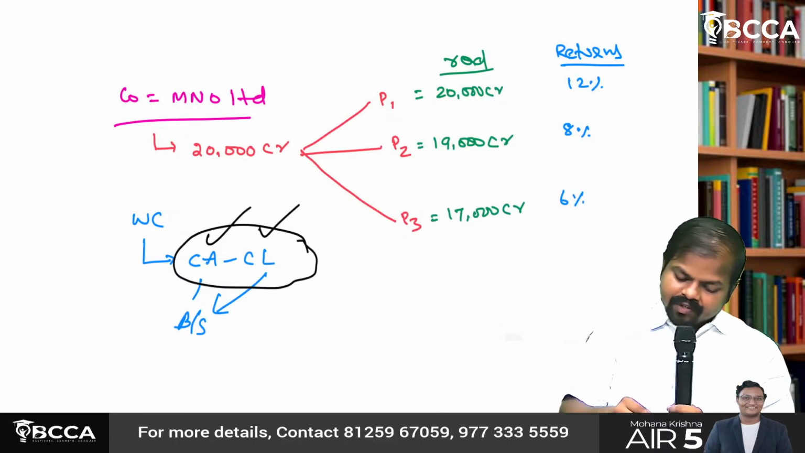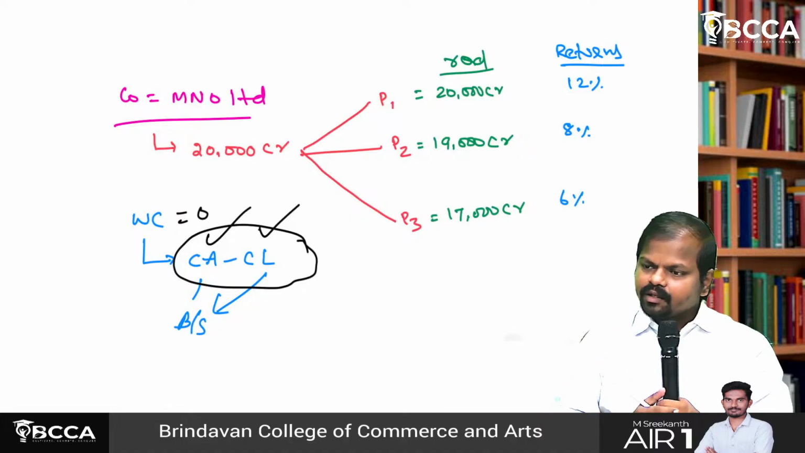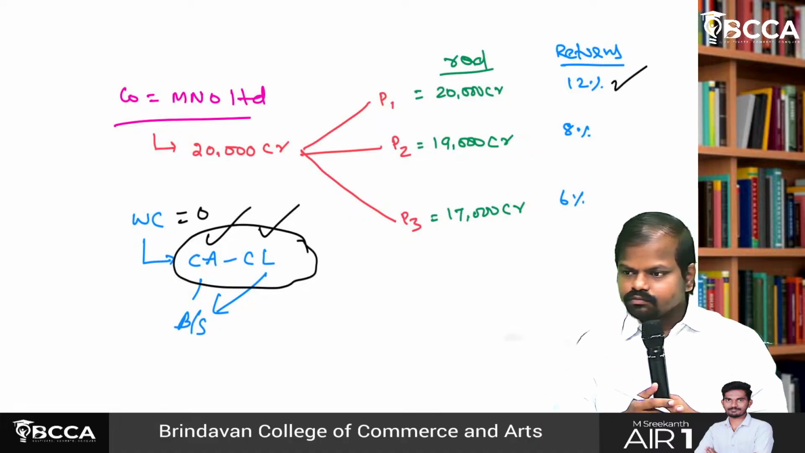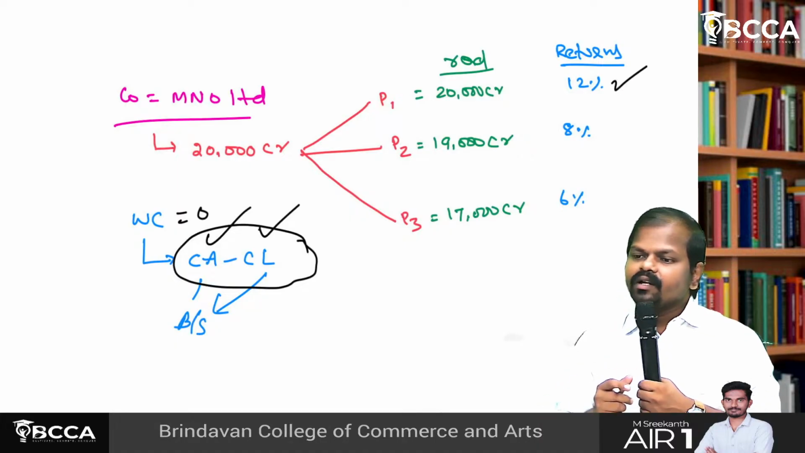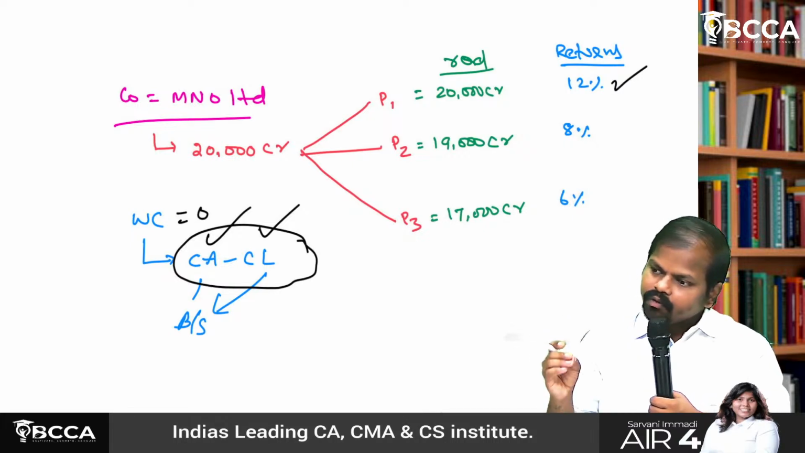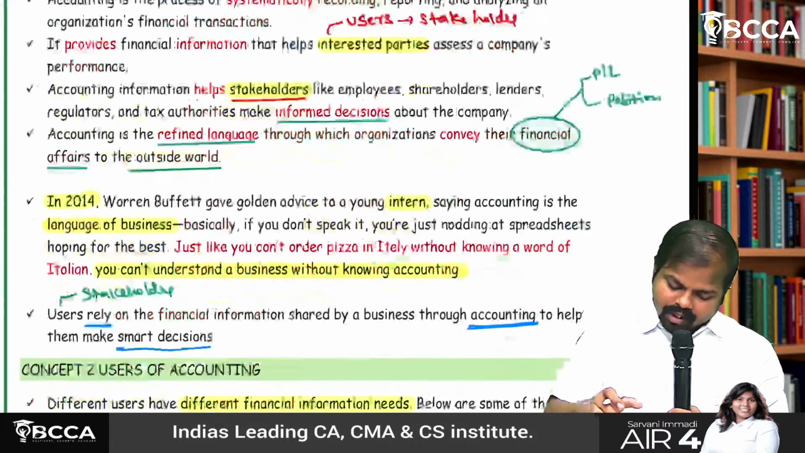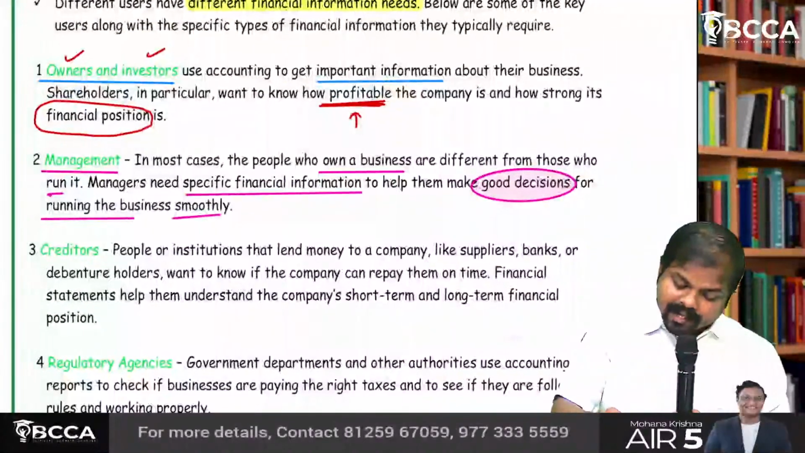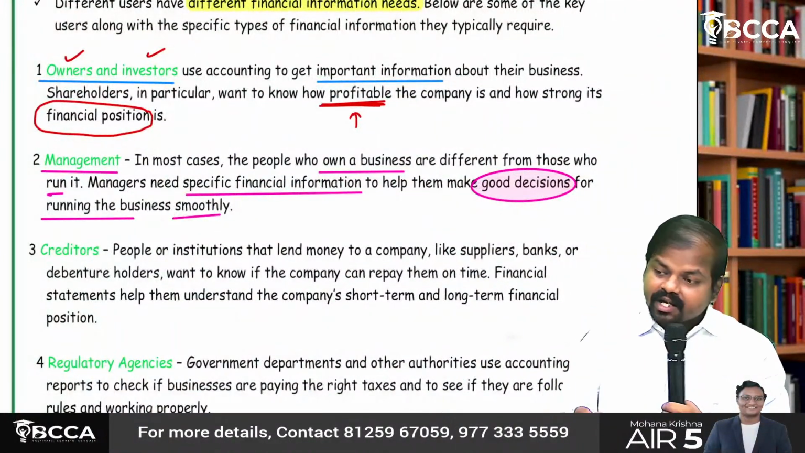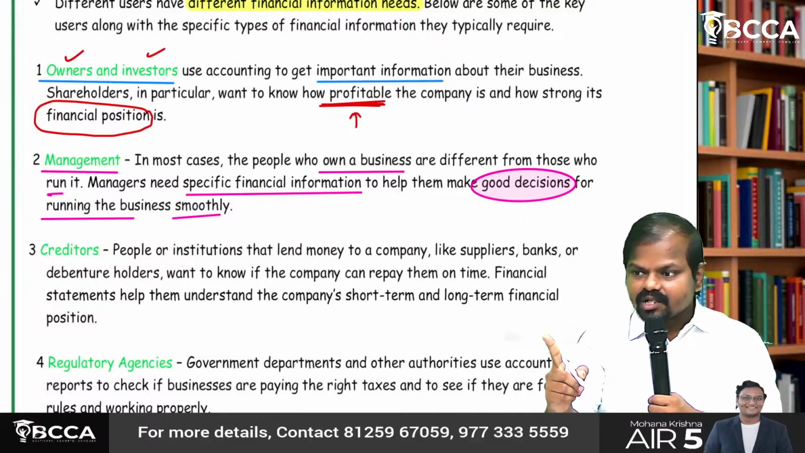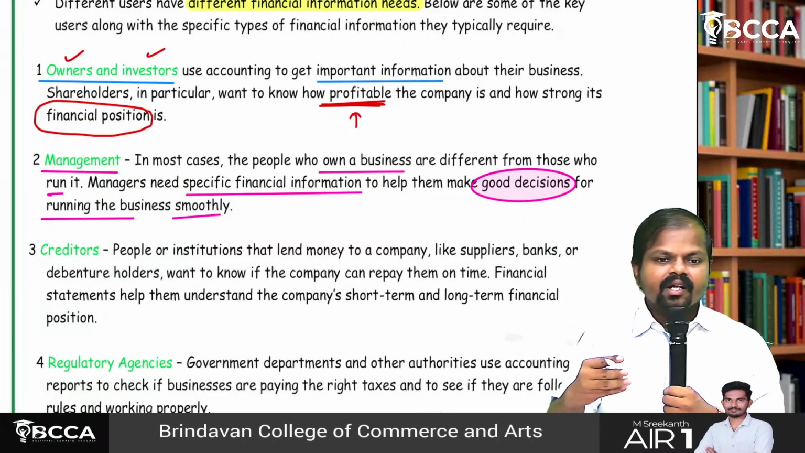Just assume working capital is 0 and nothing is required, then project 1 selection is good, it's correct. Till now discussion clear? Now tell me, in the view of management, what type of information is required? Based on the situation.